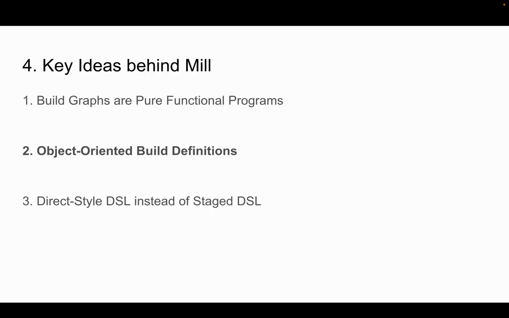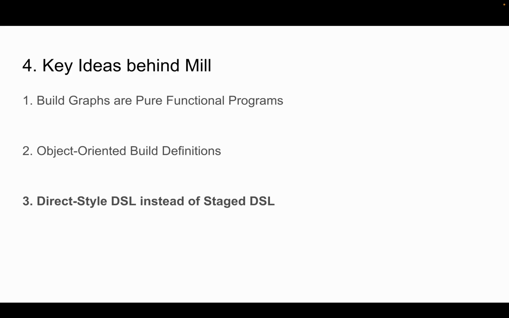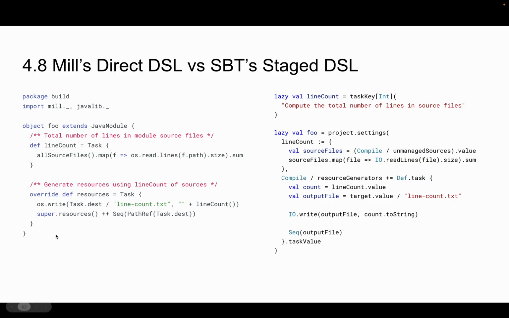So that's the object-oriented build definitions. The last thing we're going to talk about is the idea of a direct style DSL. So both Mill and SBT are Scala, but the Mill Scala on the left looks a lot more like the Scala you write every day than the SBT Scala on the right. You don't normally use lazy val, TaskKey, colon equals in your day-to-day code. You write objects, classes, superclasses, and defs, and method calls. So that's what Mill does.